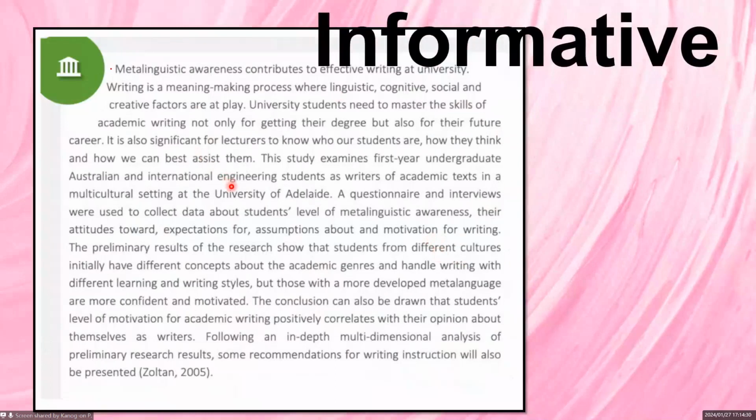In the beginning, it might talk about the background, why you want to do this study. And then it talks about the methodology, samples, the result, and the conclusion. So it's like a long paragraph. So informative will be longer, like the term inform, information.